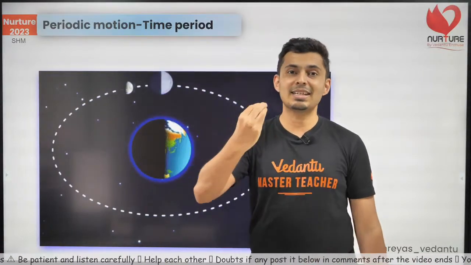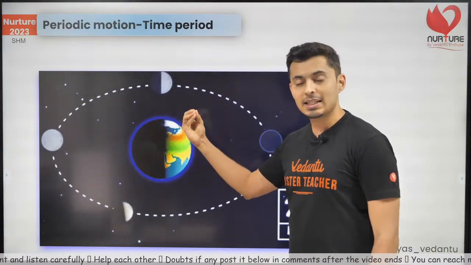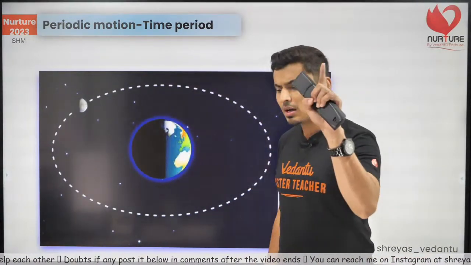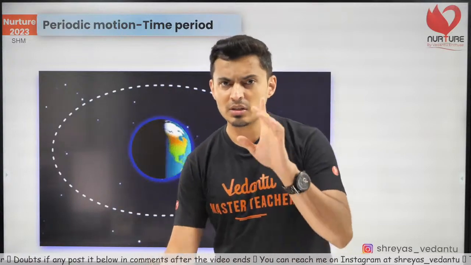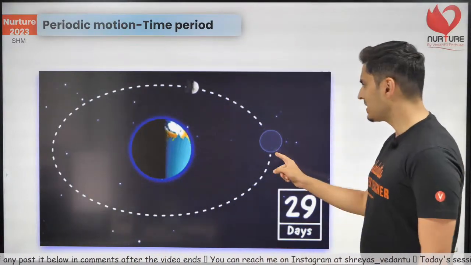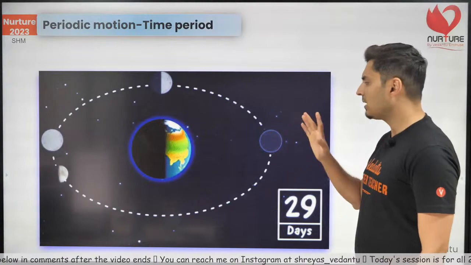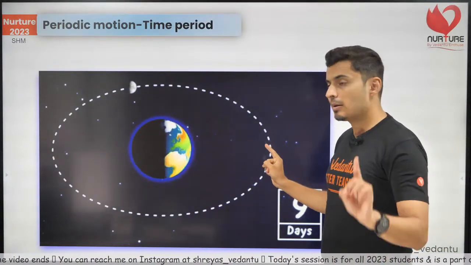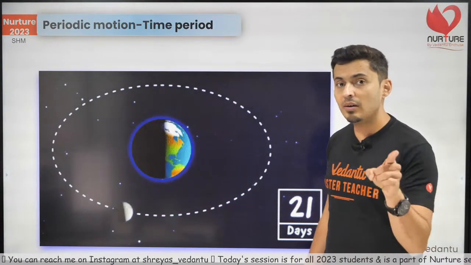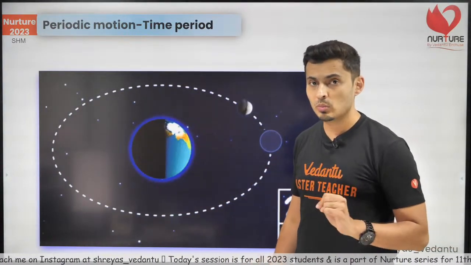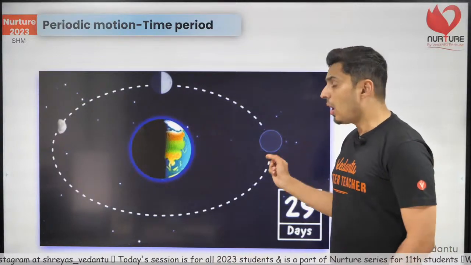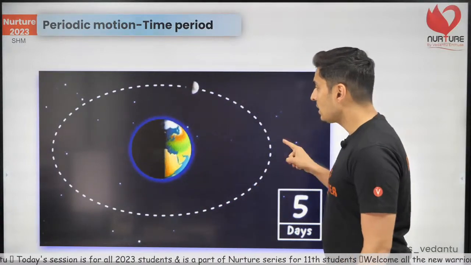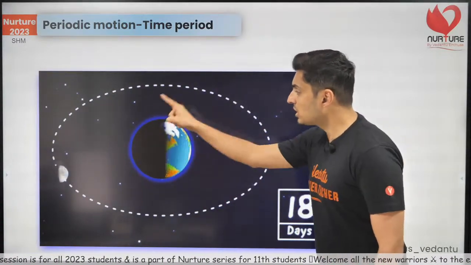It's basically the time period. Time period is the time after which the motion repeats itself. Now, a lot of students ask this, sir, I have a question. For example, the moon goes around the earth in around 28 days. Now, the motion repeats itself after 28 days, but think about it, after 28 into 2, which is 56, or 28 into 3, or 28 into 4, even then, after 56 days also, the motion repeats itself.